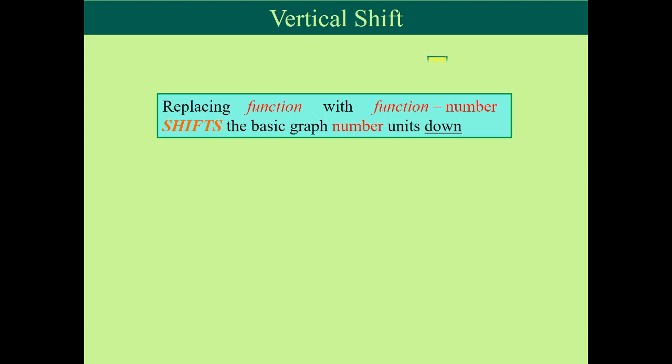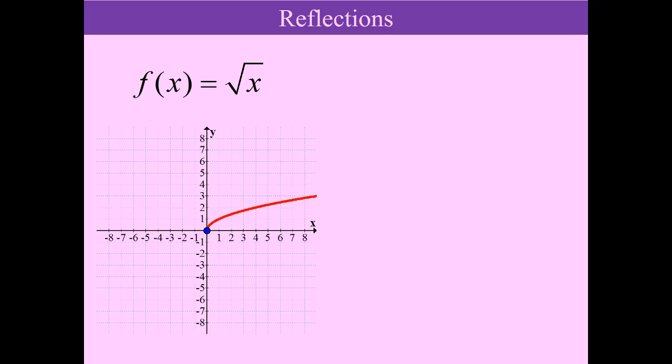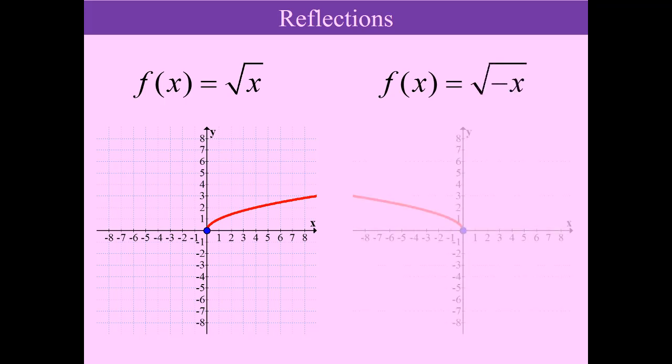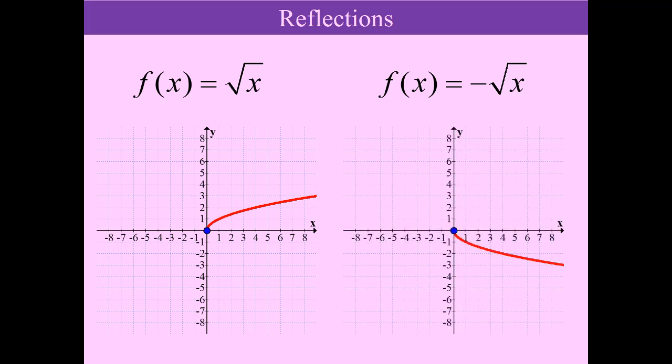And so the summary of what we just said is, if the minus is outside of the function, it shifts it down, and if it's a plus, it shifts it up. Here's a second transformation. These are called reflections. I call them flips. If you change the x to negative x, it flips the graph horizontally. If you change the function to the negative, in other words, the negative on the outside, it flips the graph vertically, upside down.